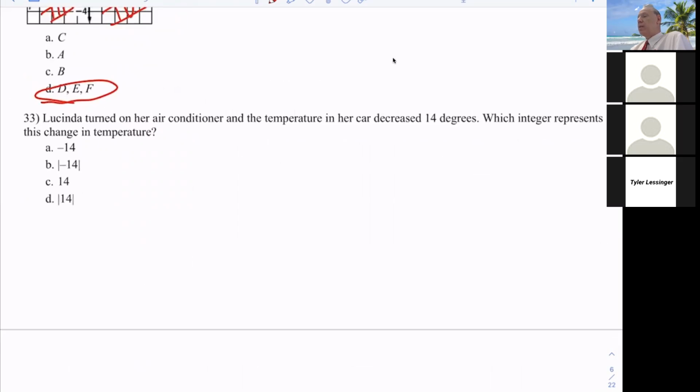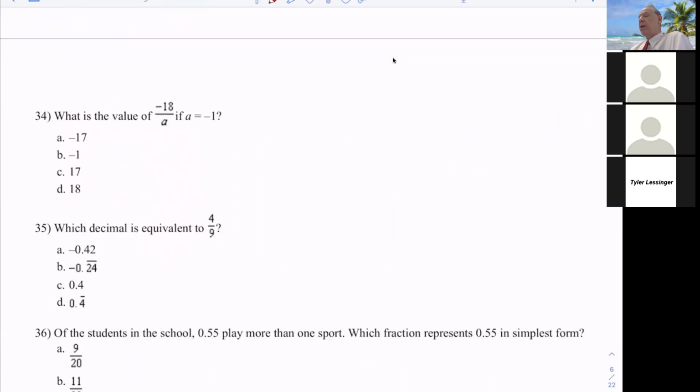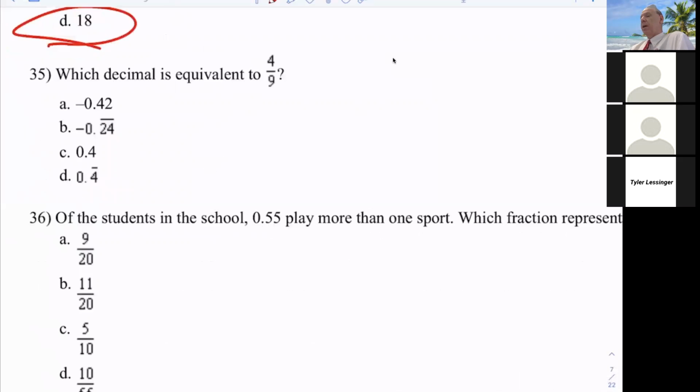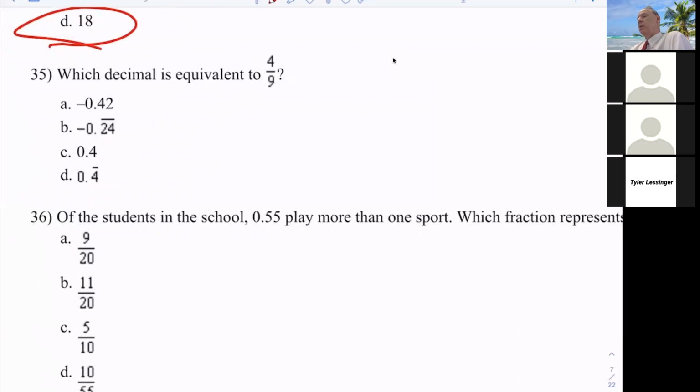So if the temperature in her car decreased by 14 degrees, that would be what? A, negative 14. Negative 18 divided by negative 1. 18. All right, here's where we got to practice. All right, no calculators. 4/9. Everybody should know this by now.